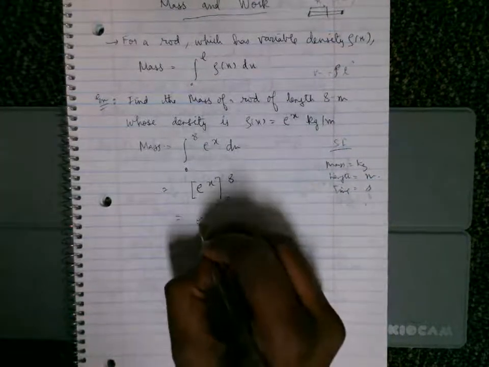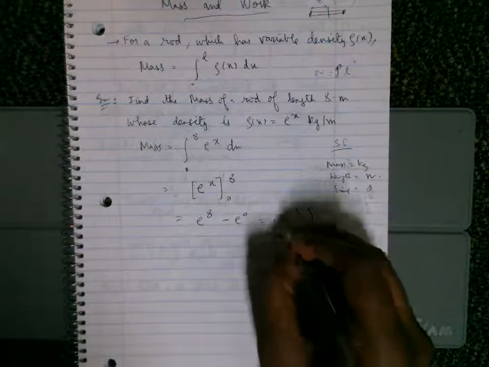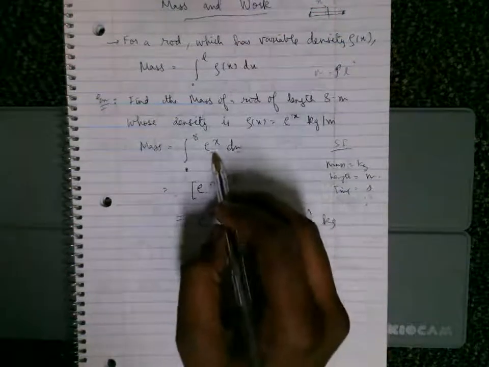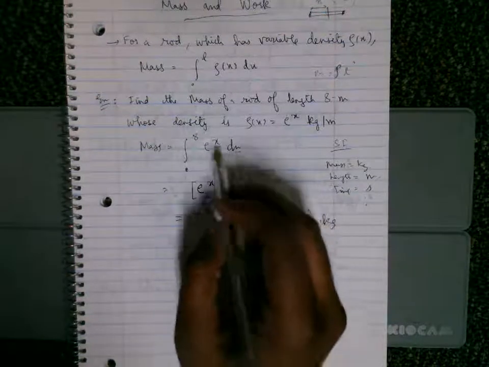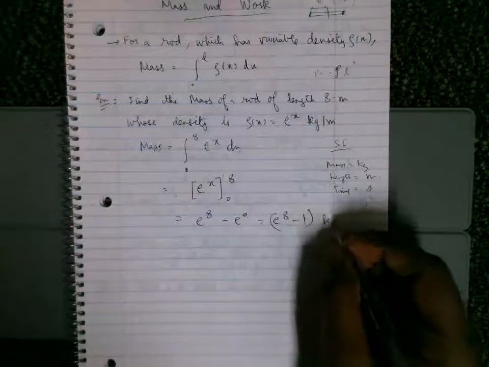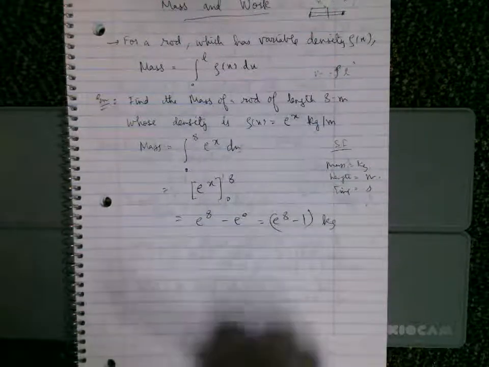So this is equal to e to the power 8 minus e to the power 0, which is e to the power 8 minus 1 kgs, because this was in meters and this was in kg per meter. When you multiply and integrate them, integration does not change the units. So this is e to the power 8 minus 1 kg.